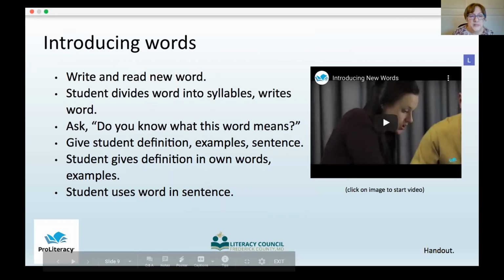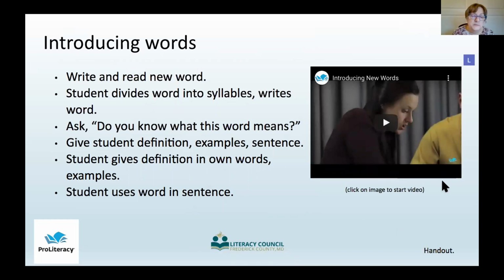Okay, here's a routine to use when pre-teaching new words to students. You can vary this process or do other activities that have similar parts. You would start by showing the new word and reading it aloud. Then ask the student to divide the word into syllables and have them write it down.